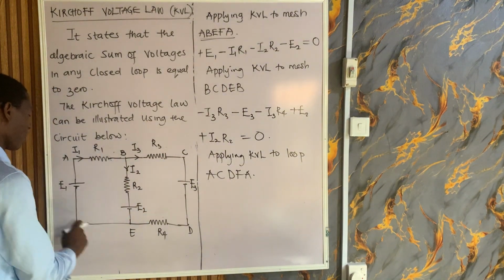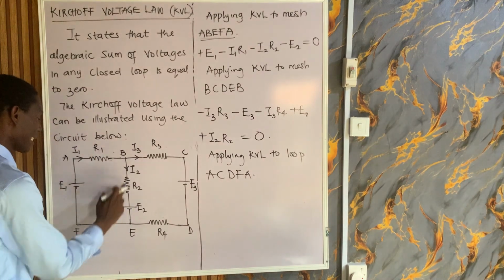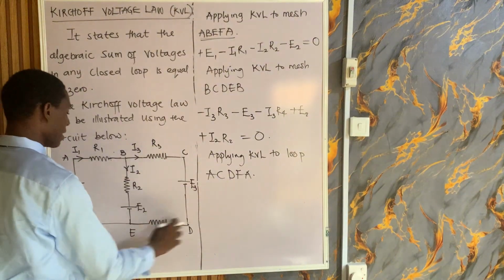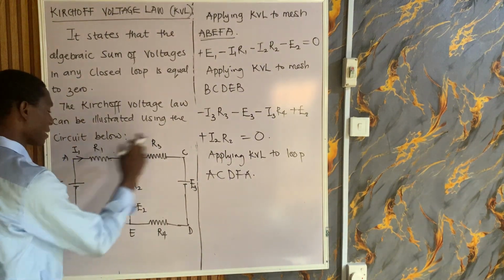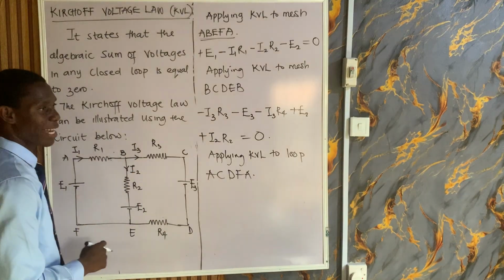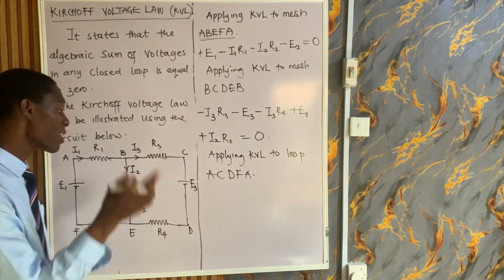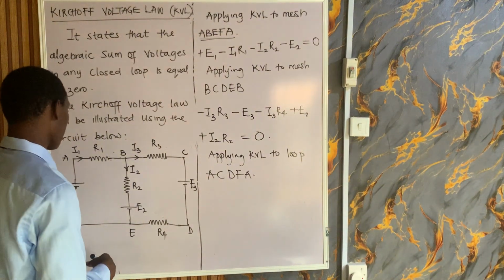That's why ABEFA is qualified to be called a mesh, because it does not contain anything inside it. BCDEB is qualified to be called a mesh because it does not contain smaller ones inside. But ACDFA is not qualified to be called a mesh because it contains smaller ones inside. By the way, we've explained that when we explained the terms used in circuit theorem.